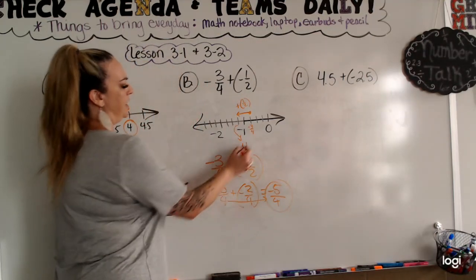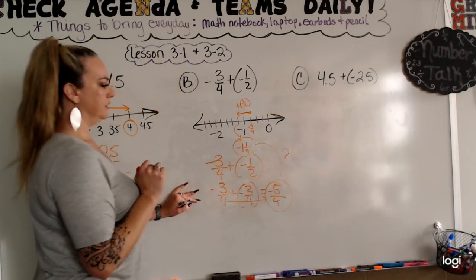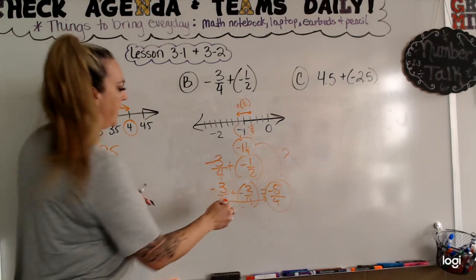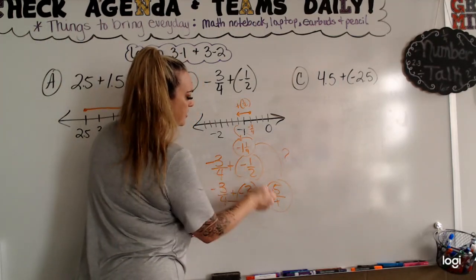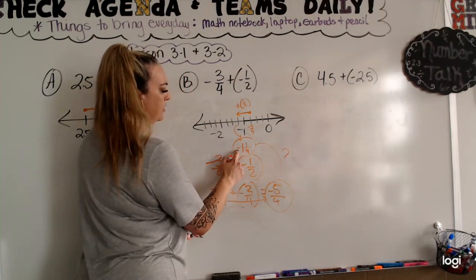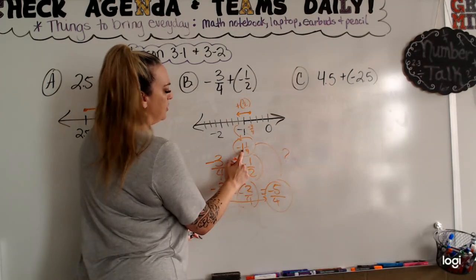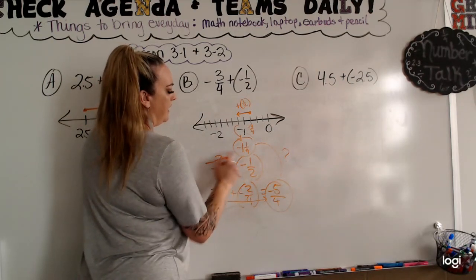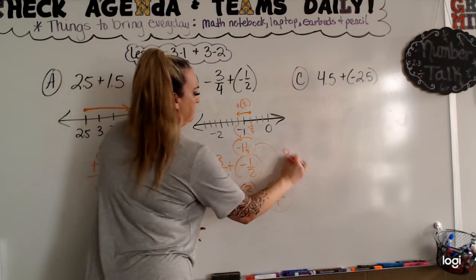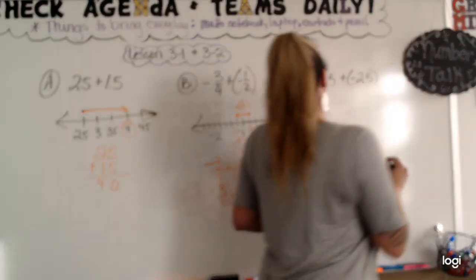But wait, we got -1 1/4. Are these the same value? Yeah, because we can simplify this to a mixed number or change this to improper, right? 4 times 1 is 4 plus 1 is 5, and it's a negative, and then fourths. So those are the same. Okay, good. Let's do one more.